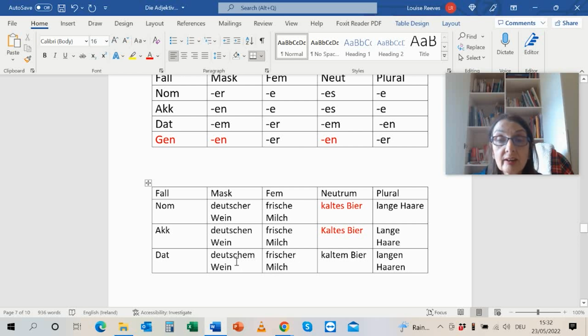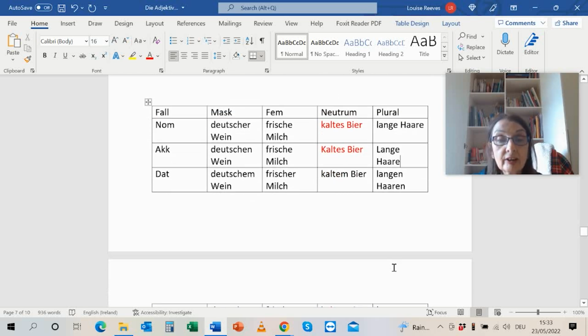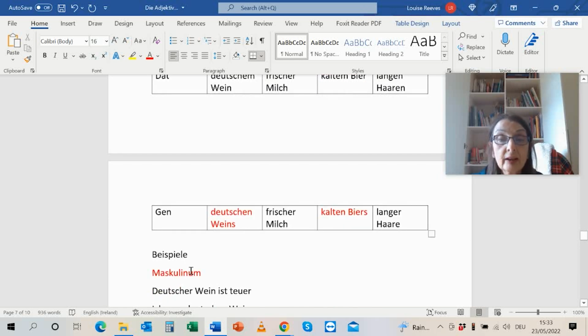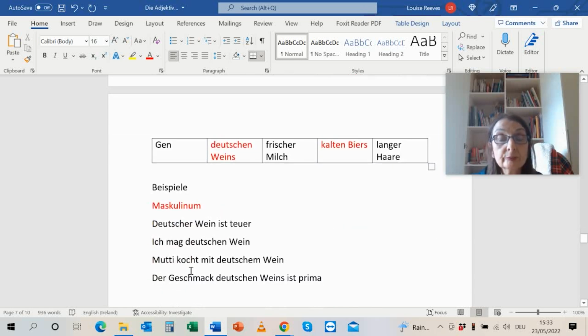Frischer Milch, remember, EM, ER, EM. And there's your adjective in the plural dative. And then back down here, you'll have your genitive, which is a bit tougher, but not often used. You'll see it on occasion, right? So there you have it. Now, a few examples that I gave you.